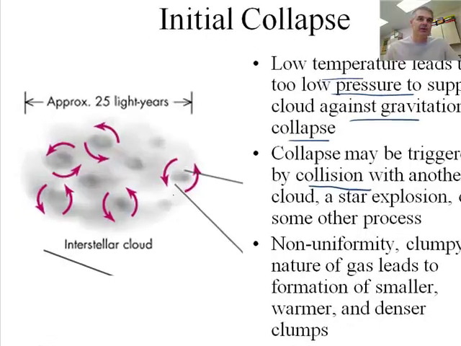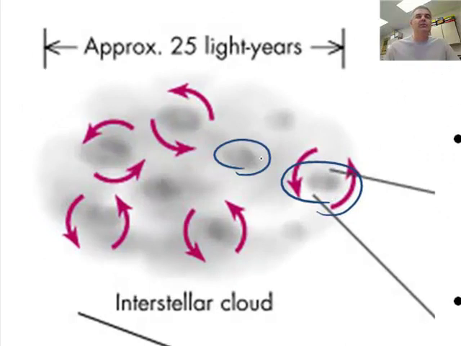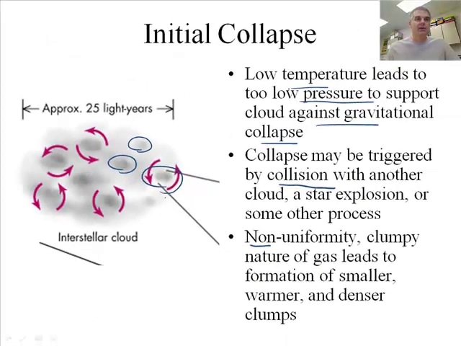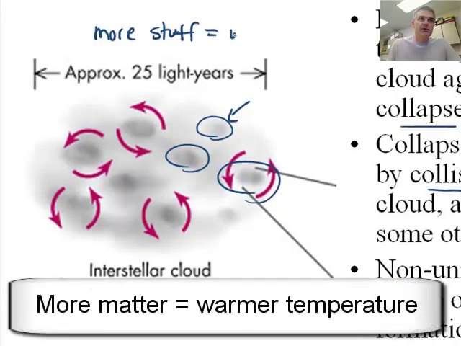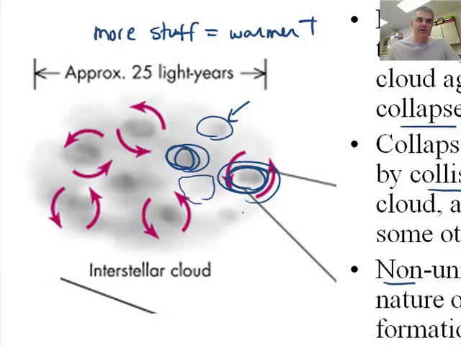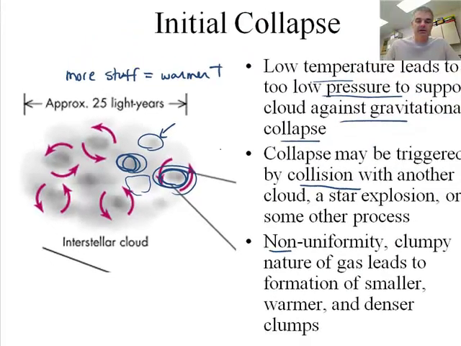Interestingly, when we look at these clouds, the clouds themselves are clumpy, because they're not uniform. Or as I say down here, non-uniformity. That leads to formation of smaller, warmer, dense clumps. Every clump with more stuff, more mass, equals a warmer temperature. So this region right here would be warm, and this region would be warmer. And this would be a cool region because there's not as much stuff. Get it? Okay, so we're getting there.